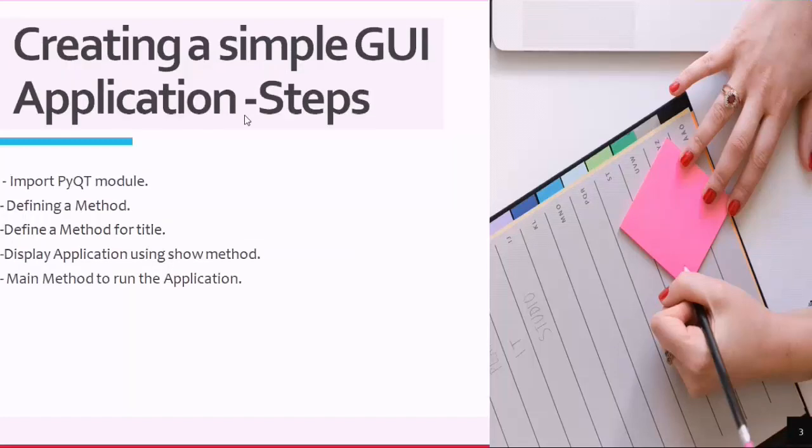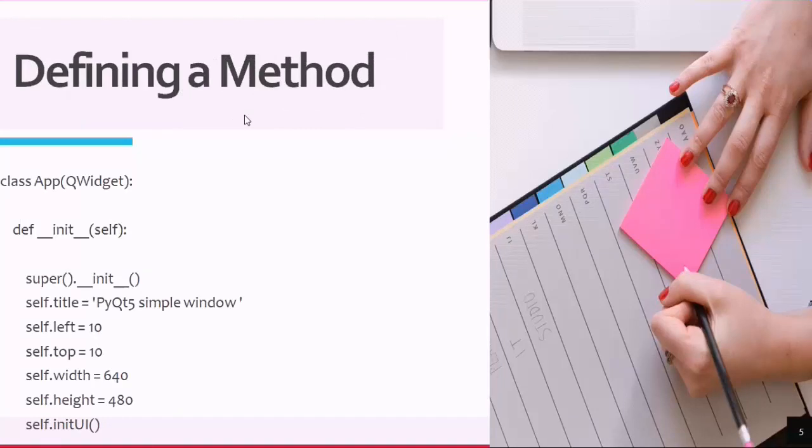Let's see what the second step is. The second step, as I have told you earlier, is defining a method. In this method, we are going to set the title PyQt5 simple window, and along with that, we are going to define the left, top, width, height, and lastly initialize the UI, which is initUI, by using the self keyword.